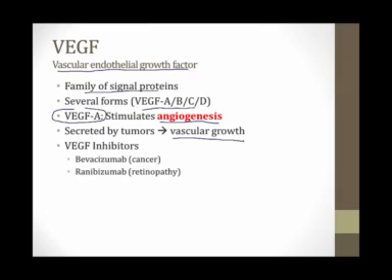And VEGF inhibitors are used in a couple of scenarios. Bevacizumab is used in cancer. That's what we're talking about right now. In addition, there is another VEGF inhibitor called ranibizumab, which is used in retinopathy. It's injected into the eye to prevent growth of blood vessels in the retina.